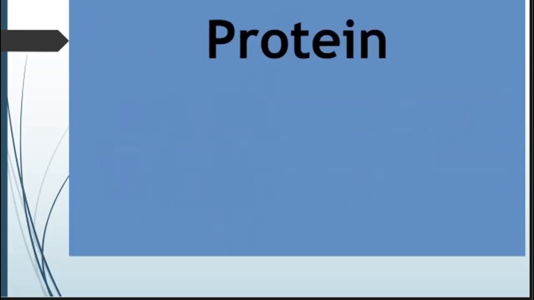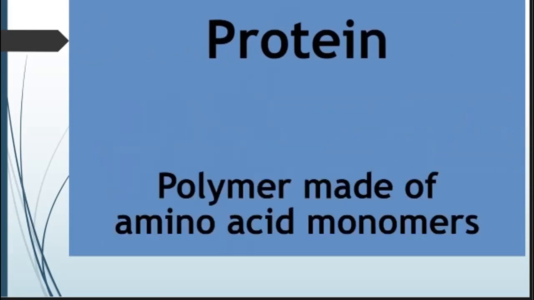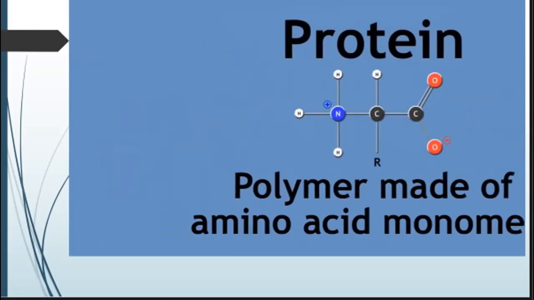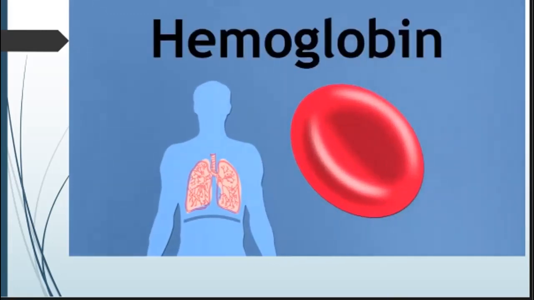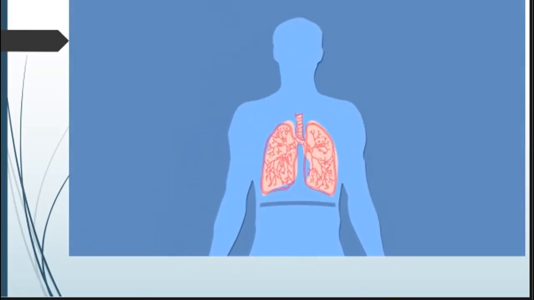Proteins are polymers made from amino acid monomers. There are endless types of proteins, each with a unique structure and function. Breathe in. Oxygen is transported through your blood by a protein called hemoglobin. As you inhaled, your chest rose. This was made possible by your chest muscles. Your muscles are a collection of muscle cells, which are rich in protein chains or filaments.